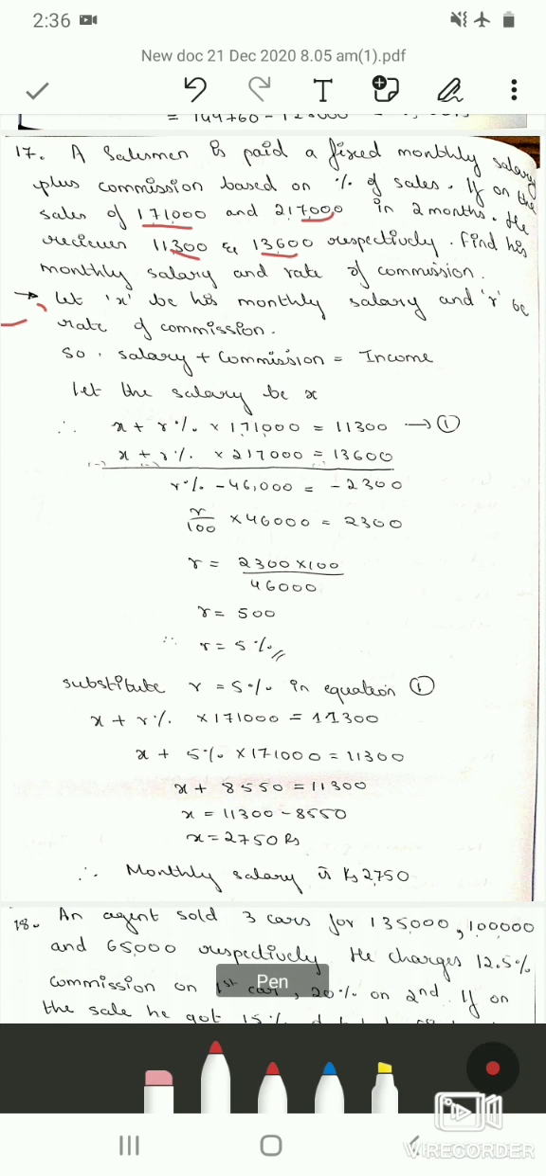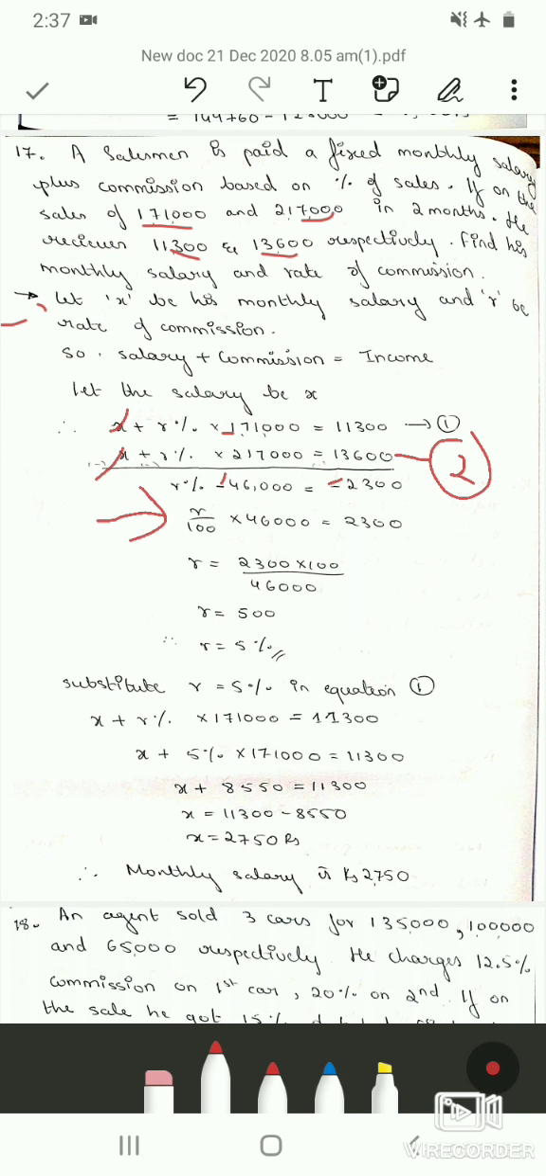So here let us simplify these two equations. This is the second equation and this is the first equation. So this X and this X get cancelled. Therefore we are left with R percent of, subtract these two values, we will get minus 46,000, which is equal to minus 2,300. So this minus and this minus we can cancel.